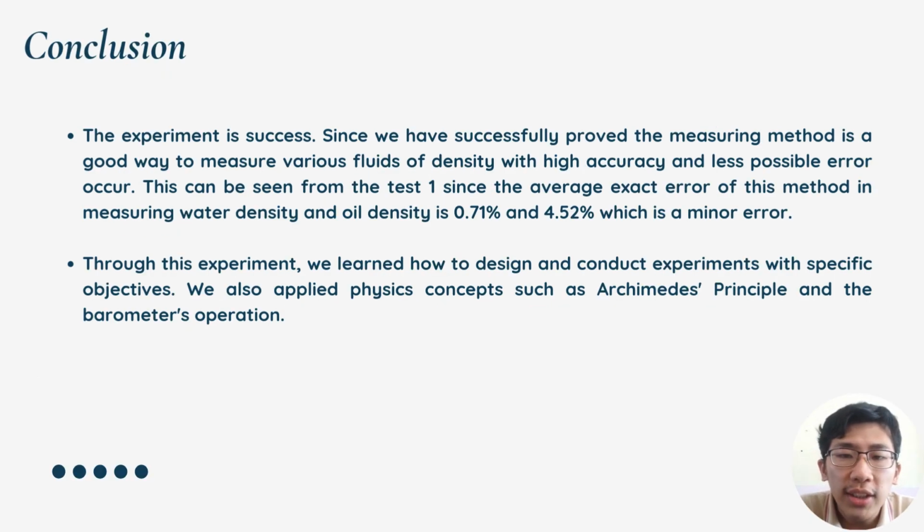In conclusion, this experiment is a success. We have successfully proved the measuring method is a good way to measure the density of various fluids with high accuracy and less possible error. This can be seen from test 1, since the average exact error of this method in measuring the water density and oil density is 0.71% and 4.52%, which is a minor error. Through this experiment, we learned how to design and conduct experiments with specific objectives. We also applied physics concepts such as Archimedes' principle and the barometer's operation.